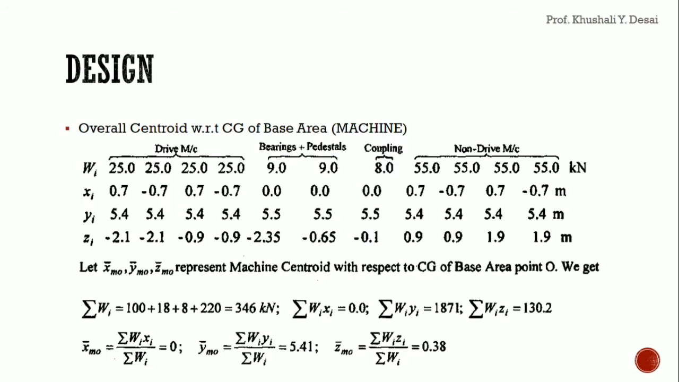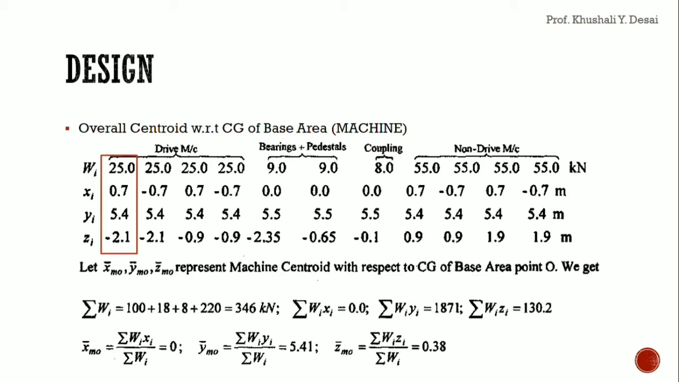The first step is to find out the CG of machine, the CG of foundation, and the combined CG of machine and foundation together. Why is this required? To check that eccentricity is less than 5%. The first step is to find out the CG of machine. Wi are the weights as discussed at each point. Xi, Yi and Zi are the CGs of individual points.